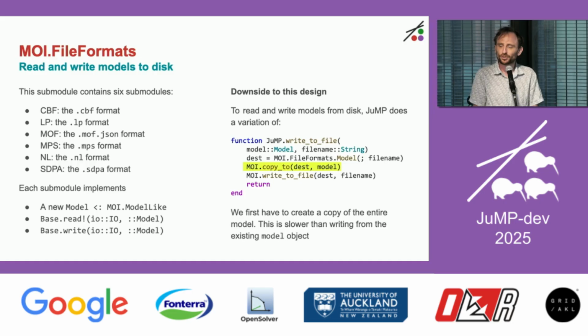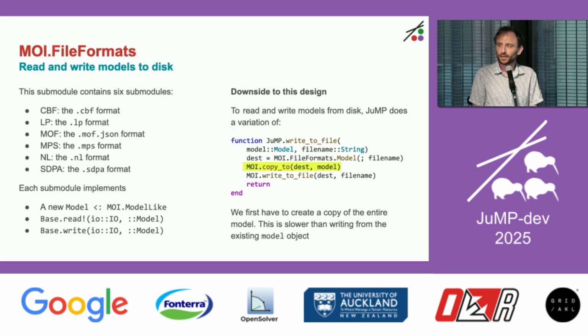There's a whole submodule on file formats. So this is how we can read and write JuMP models to disk. At the moment, we're supporting 6 different file formats. There's the conic benchmark format, the LP, which we talked about, Mars talked about. The MathOpt format is our custom format for serializing JuMP models or MOI models to disk. There's the MPS format, the NL for nonlinear, and then the SDPA.